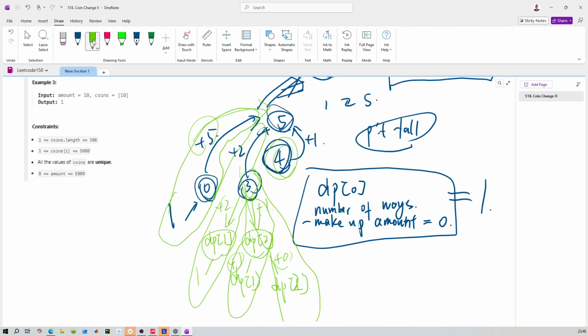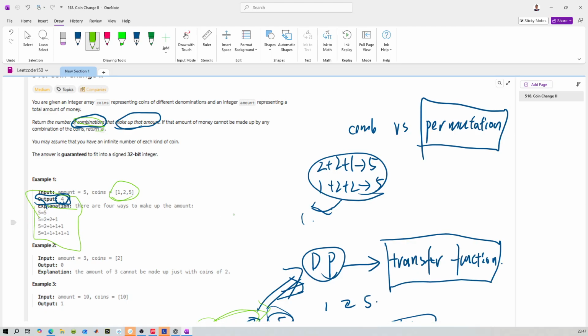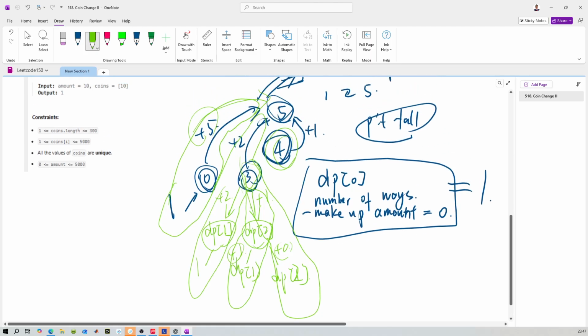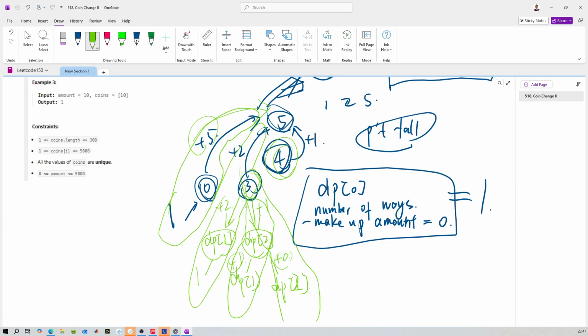The issue is that if you are calculating combinations, there are only 4 solutions according to the example. What did we do wrong here? I will pause for a second.